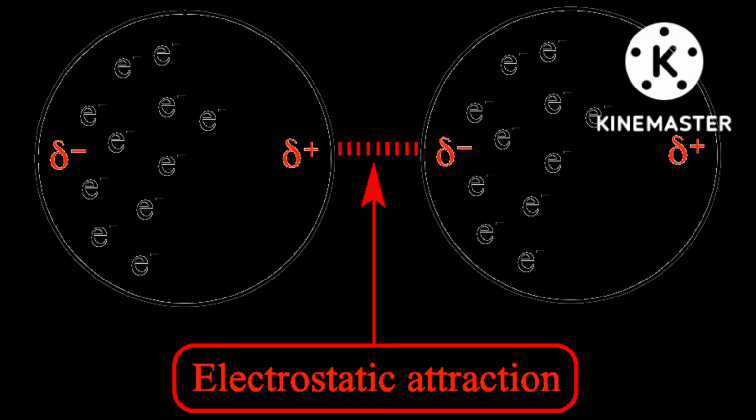This force of attraction was first proposed by the German physicist Fritz London, and for this reason the force of attraction between two temporary dipoles is known as London force. Another name for this force is dispersion force.